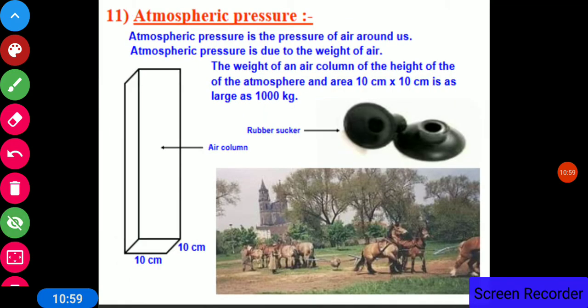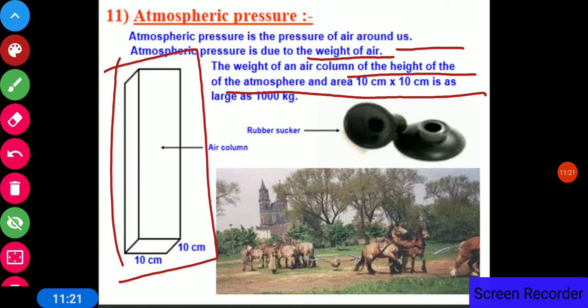Now atmospheric pressure. Atmospheric pressure is the pressure of air around us. Atmospheric pressure is due to the weight of air. The weight of an air column of the height of the atmosphere and area 10 by 10 centimeters is as large as 1000 kg.